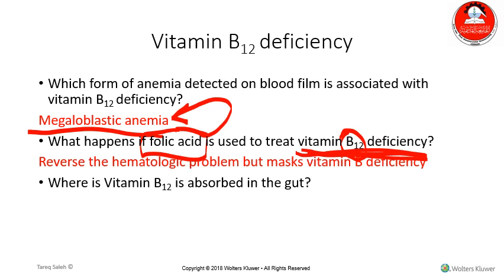Again, here remember that the main absorption site of iron is the duodenum, for folic acid is the jejunum, and for the vitamin B12, it's the ileum.